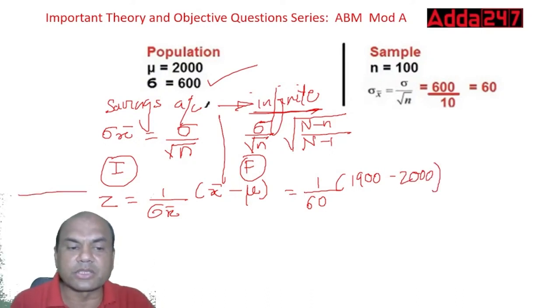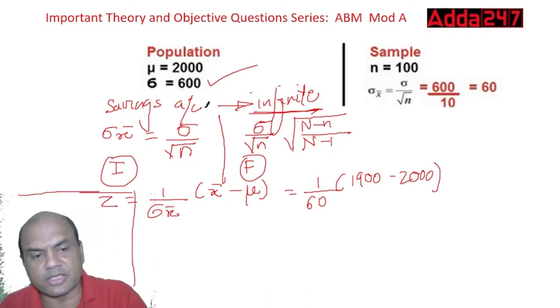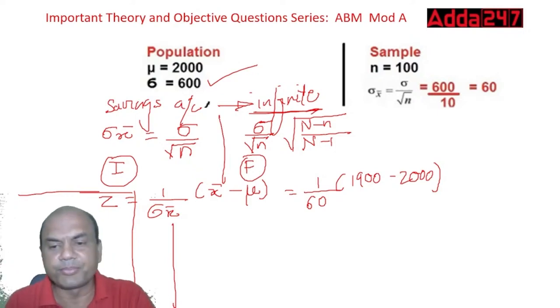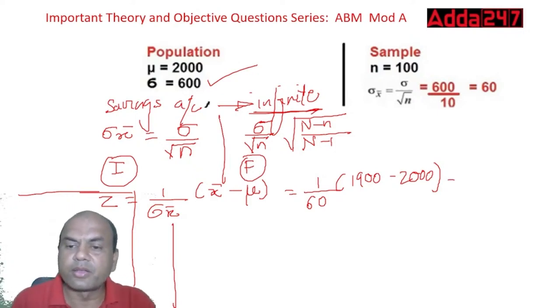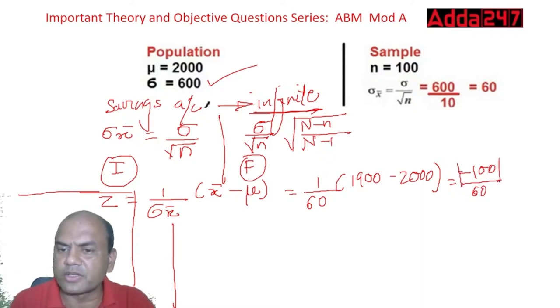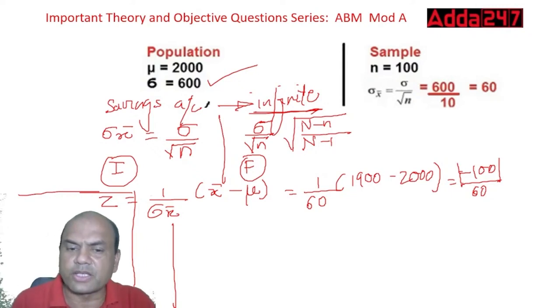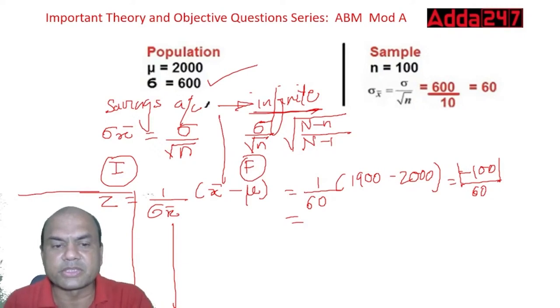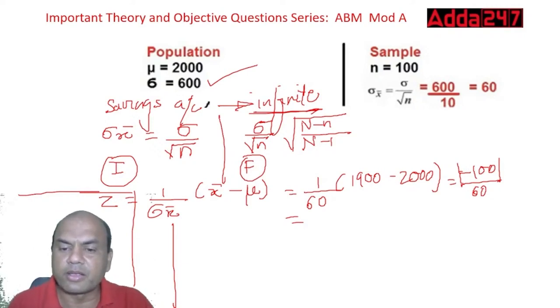1900 minus 2000. Are you able to see this? Yeah, you are able to see this. Okay, so I'll draw a line over here so that I won't write anything over here. Ignore the signs here. It is minus 100 upon 60. Minus sign is okay, you will take this as modulus. So it is 100 upon 60. What is the answer you are getting? 100 divided by 60.